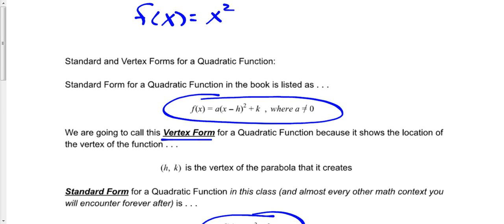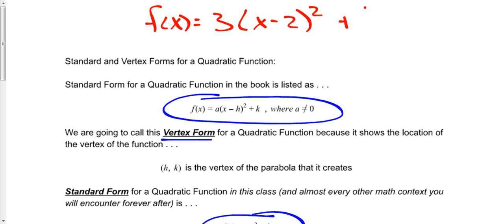Where's the vertex on this one? Why, Morgan? Okay, let's think about this. Let me give you another function here, so we're dealing with numbers. Okay? y equals 3 times the quantity x minus 2 squared plus 7. What's the parent function, Dawson? x squared. What are the list of transformations wrought upon the parent function to get me this?